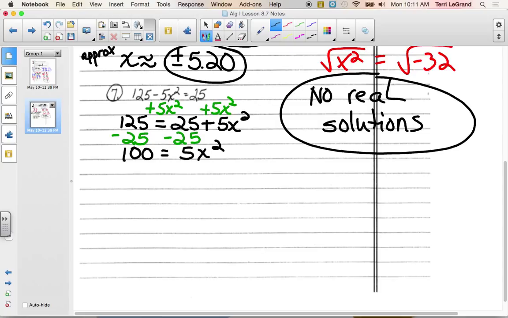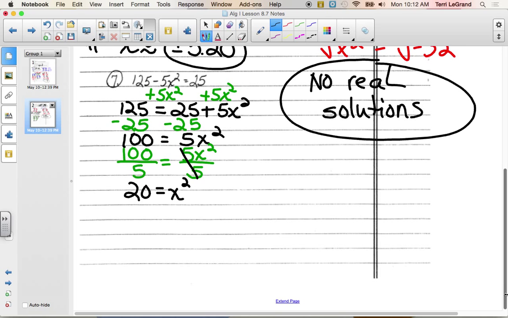I just hate when one of them is a perfect square and the other one isn't. Wrecks it, doesn't it? So what are we going to do next? Now we have our ax squared set equal to our c value. What should we do next? Divide by the a value. So we'll divide both sides by 5, the a value. 100 divided by 5? 20. And we got x squared on the other side.